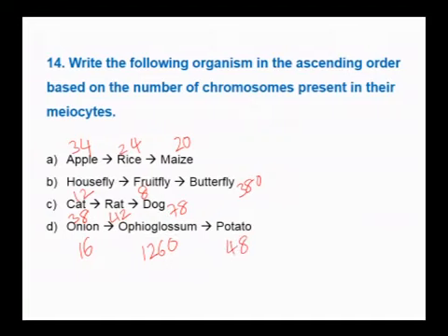Potato has 48. So when you look into this, you have to write the ascending order, that is least to highest. So cat 38, rat 42, dog 78 highest. Therefore, for this question, the correct answer is C, cat, rat and dog. We shall move on to the next question.